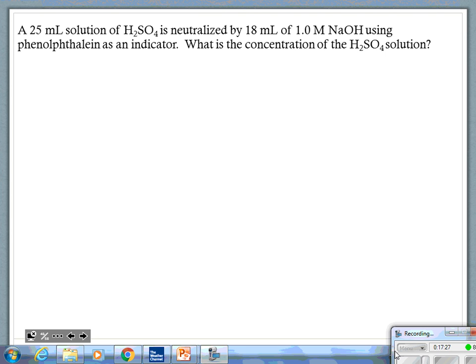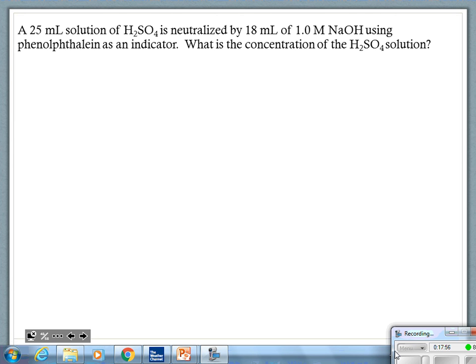A 25 milliliter solution of sulfuric acid is neutralized by 18 milliliters of a 1.0 molar sodium hydroxide solution using phenolphthalein as an indicator. What is the concentration of the H2SO4 solution?